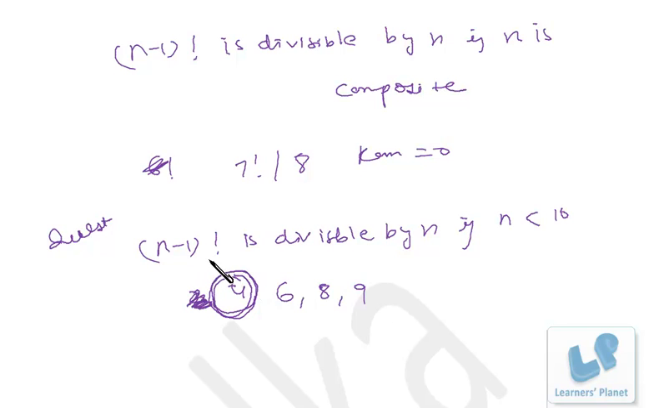So if (n minus 1) factorial is divisible by n, how many values can n take if n is less than 10? It will not be 4 but 3. But believe me, in the options there will be an answer of 4 also, so you have to be careful. 4 is the exception. So you are left with n taking 3 values: 6, 8 and 9.